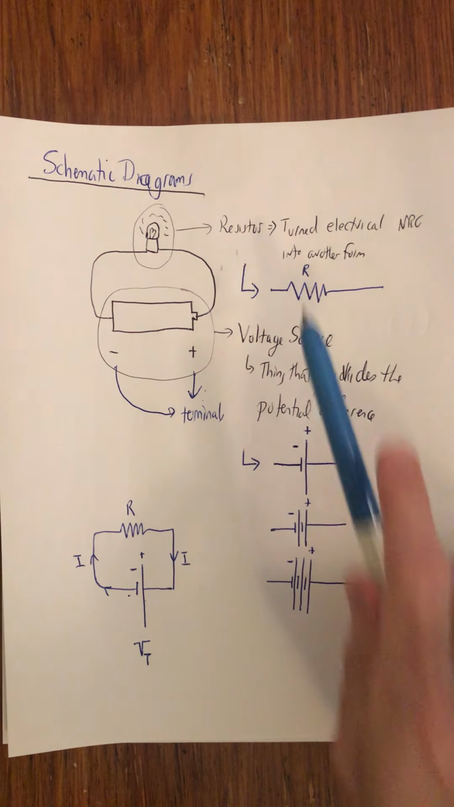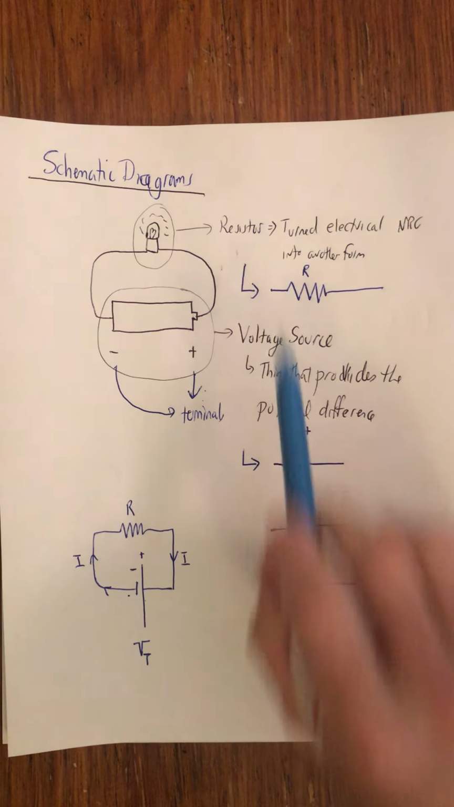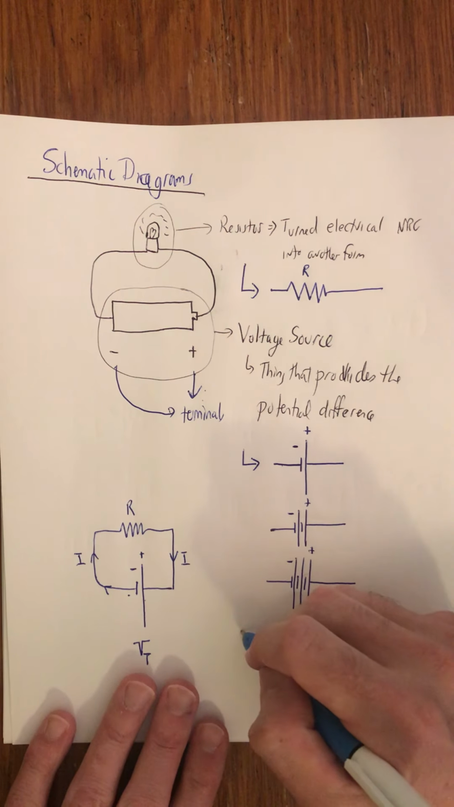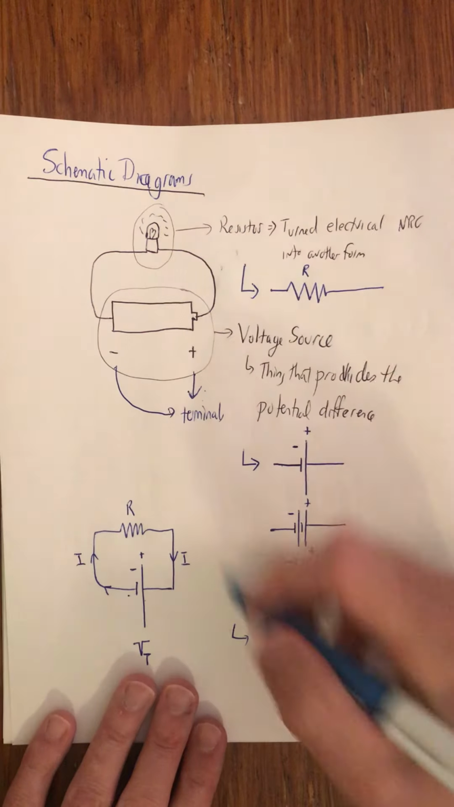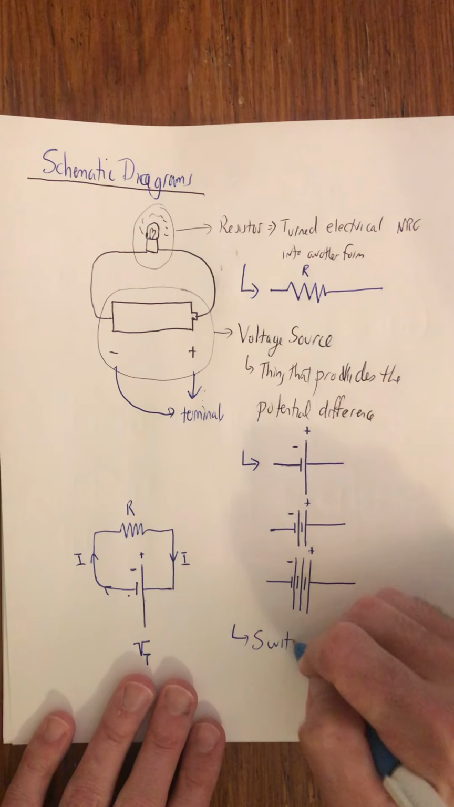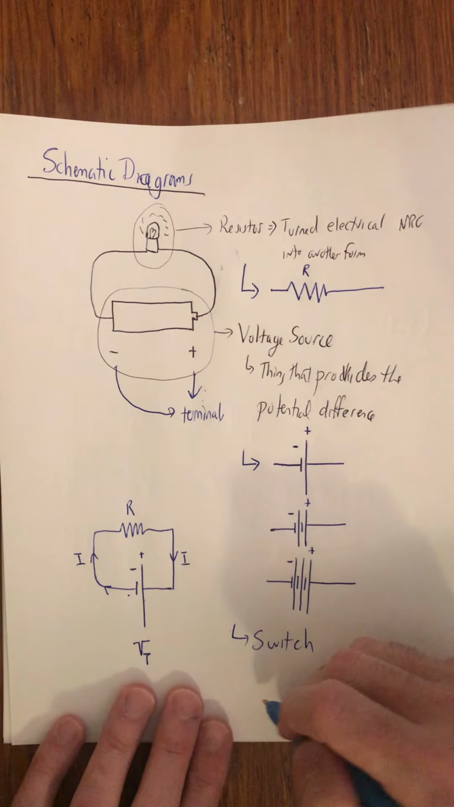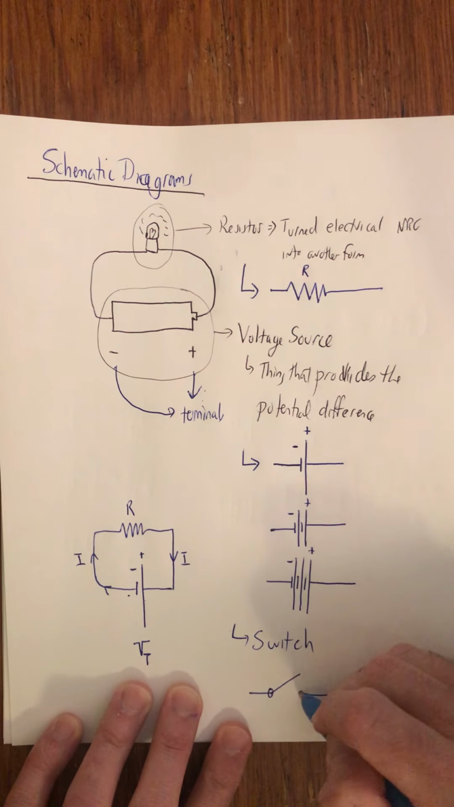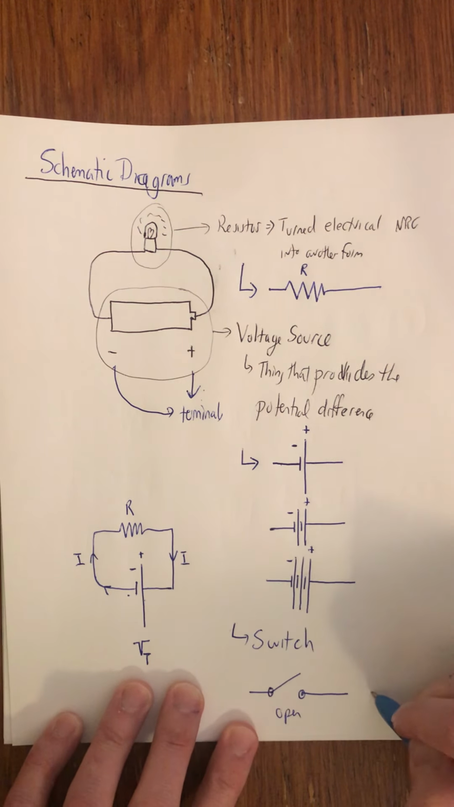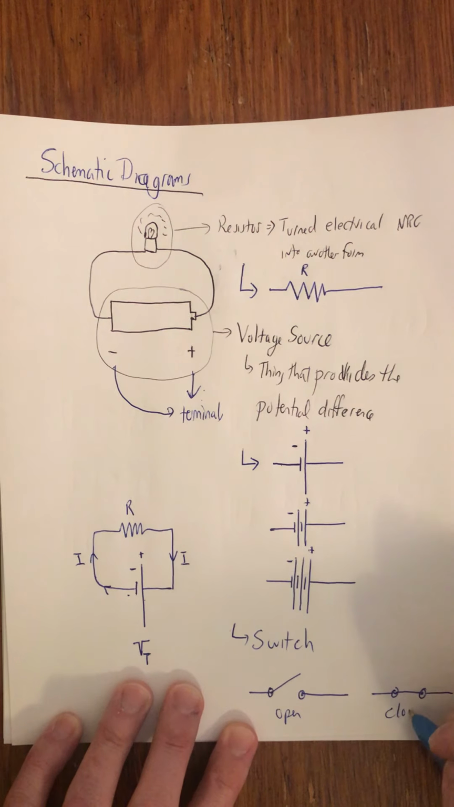So far we have two schematic diagram elements, a resistor and a voltage source. The third one that's very common that I wanted to show you, we didn't have one in this, but a very common thing is a switch. So if I have a switch, the way that looks like is this. That would be something called an open switch. And if the switch is closed, it looks like that, right? And that's a closed switch.